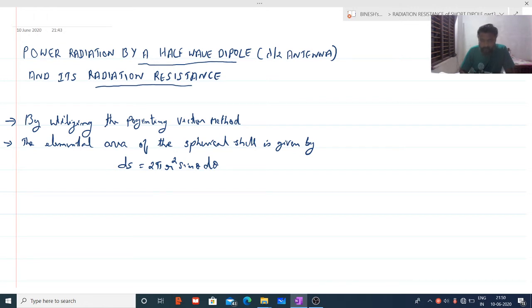So the total power radiated by a lambda by 2 antenna is given by the surface integral of the Poynting vector over any surrounding surface enclosing the antenna. That surface we have taken as the spherical surface. Generally we take the surface as a sphere or a hemisphere of radius r.